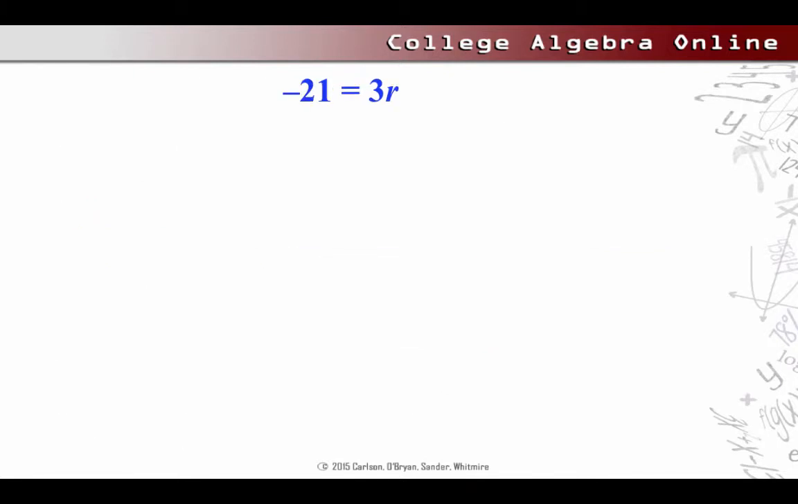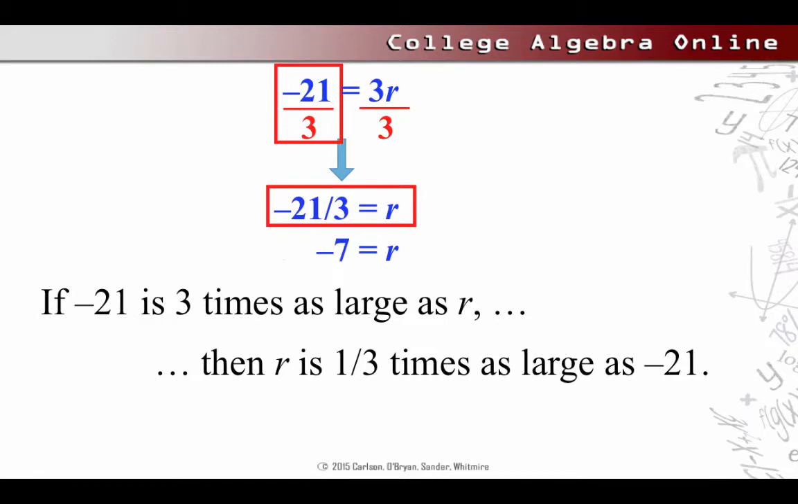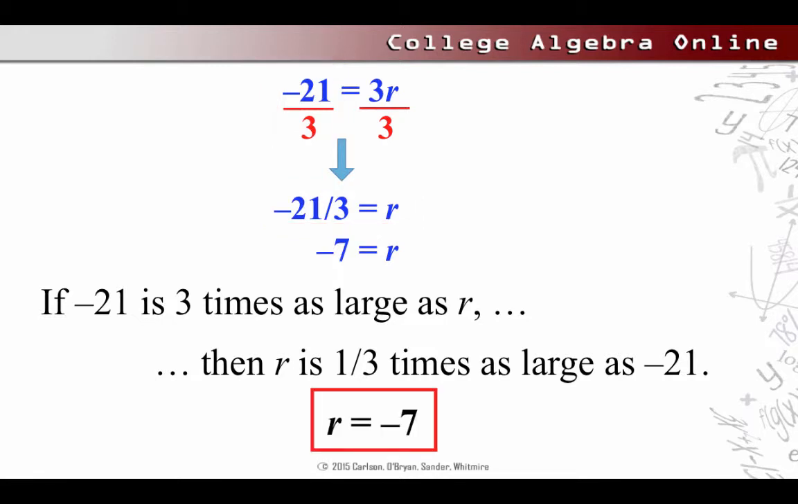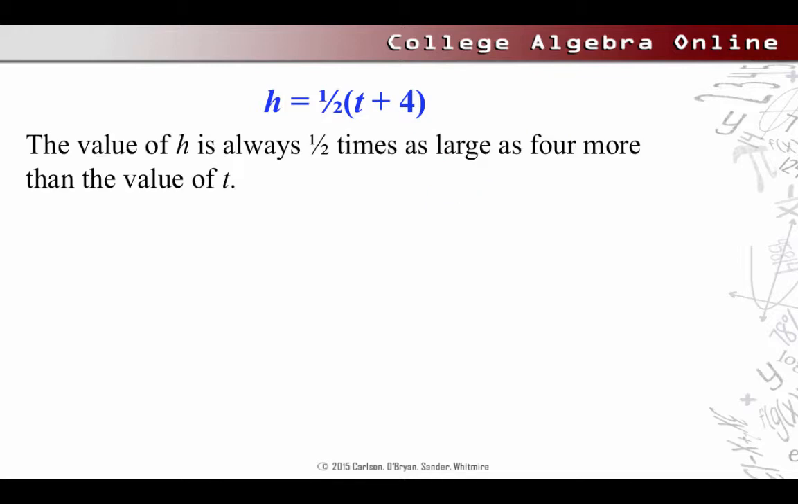Some people solve this equation by dividing both sides of the equation by 3 to find the solution. The reason for this procedure should again be clear from our visualization. If negative 21 is 3 times as large as r, then r is 1/3 times as large as negative 21. As the equations become more complicated, the basic reasoning is still the same. Let h equal 1/2 times t plus 4, which expresses h in terms of t. Then the value of h is always 1/2 times as large as 4 more than the value of t.